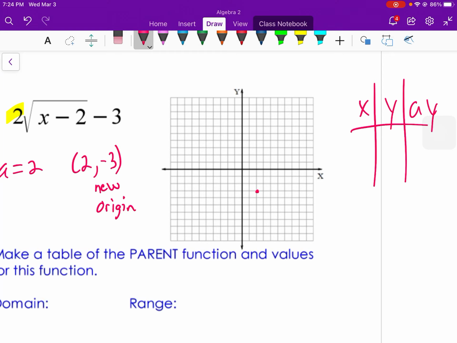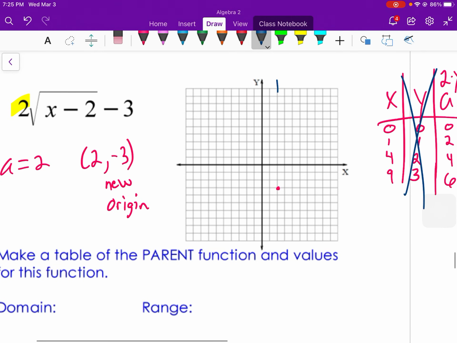Since it's a square root, the inputs need to be greater than or equal to 0, and we want nice squared numbers. If you'll notice, my inputs are nice squared numbers, so that when I take the square root, it's 0, 1, 2, and 3. And then my a was 2, so we need to scale my y by a factor of 2: 2, 4, 6. Now we get rid of my y column.